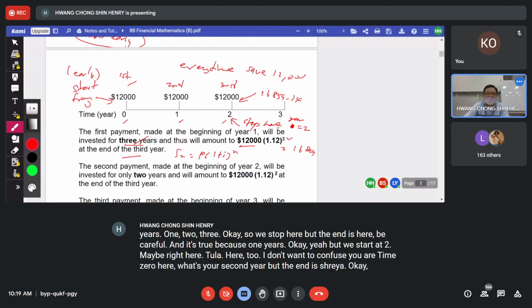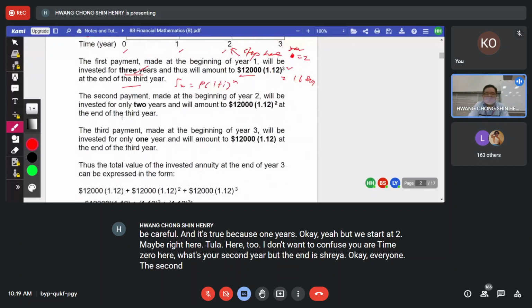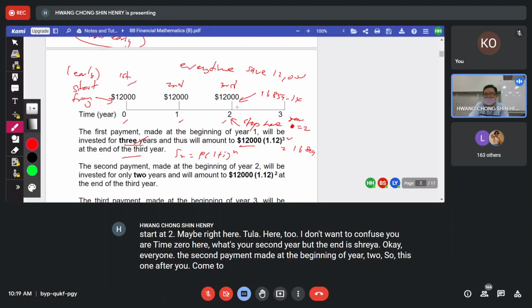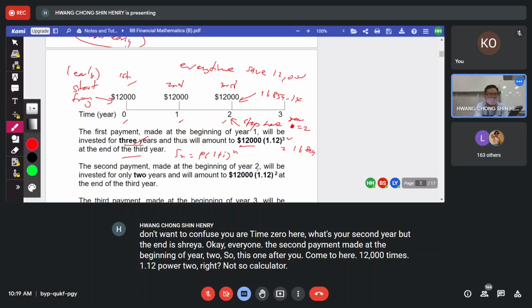Okay, everyone. The second payment is made at the beginning of year 2 here. So this one, after you come to here, third year, 12,000 times 1.12 to the power 2. Right or not? So with the calculator, you get how much?